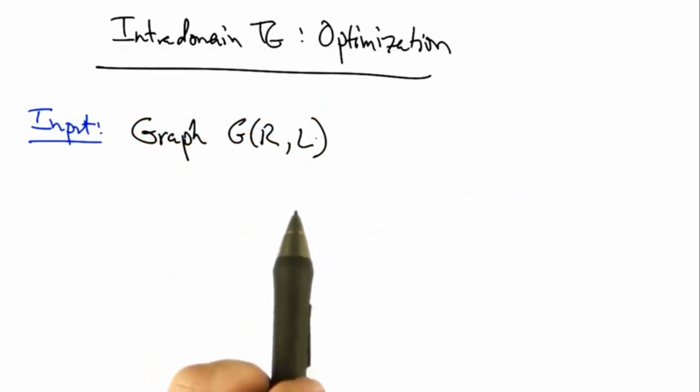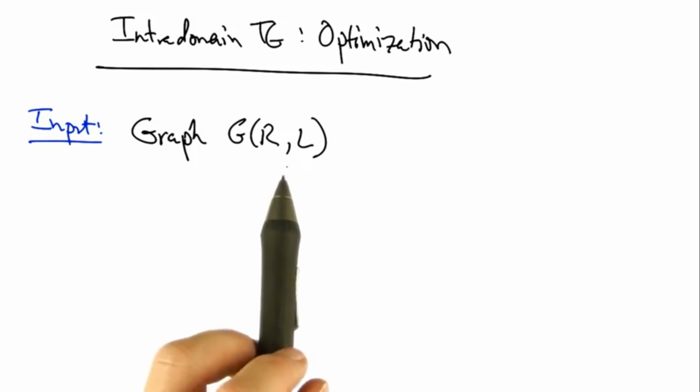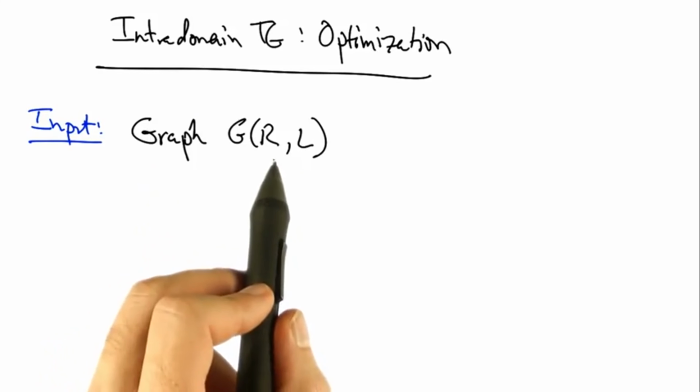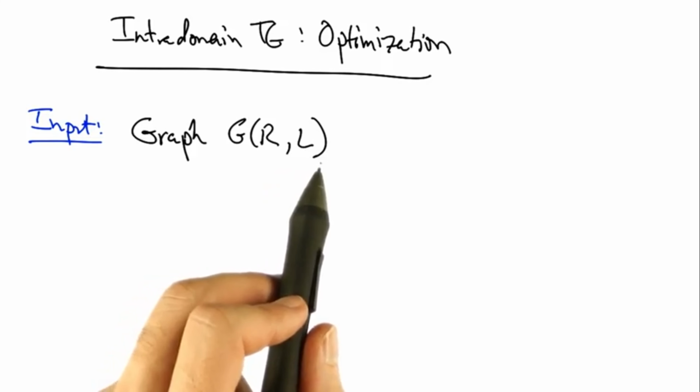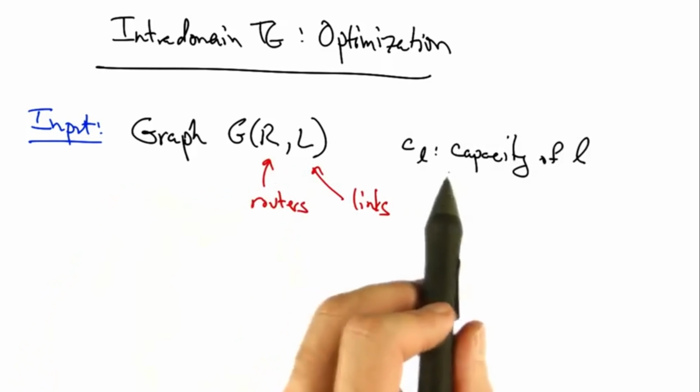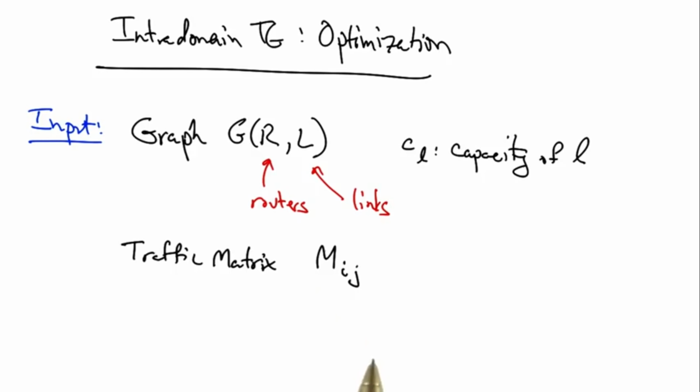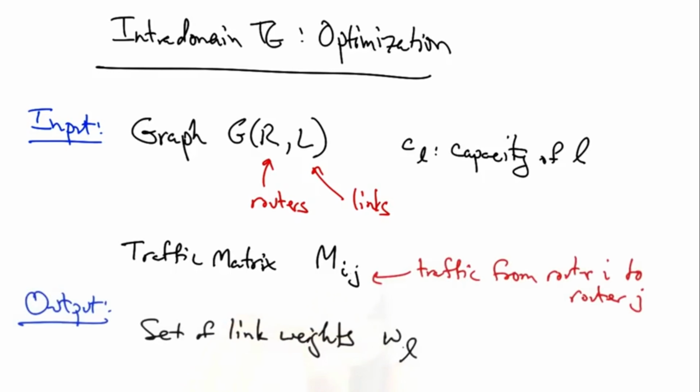Intra-domain traffic engineering attempts to solve an optimization problem where the input is a graph G, where R is the set of routers, and L is the set of unidirectional links. Each link L also has a fixed capacity. Another input is the traffic matrix, or the offered traffic load, where Mij represents the traffic load from router I to router J. The output of the optimization problem is a set of link weights, where WL is the weight on any unidirectional link L in the network topology.